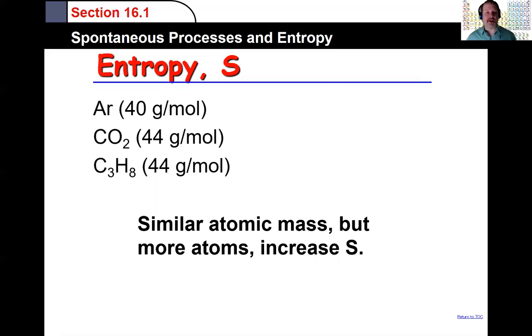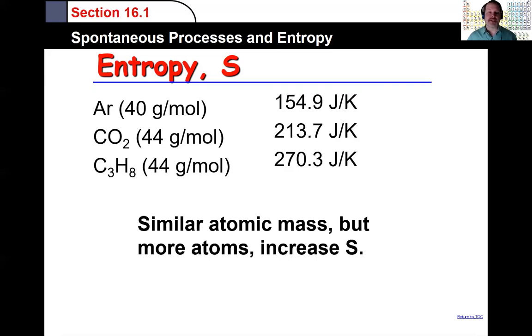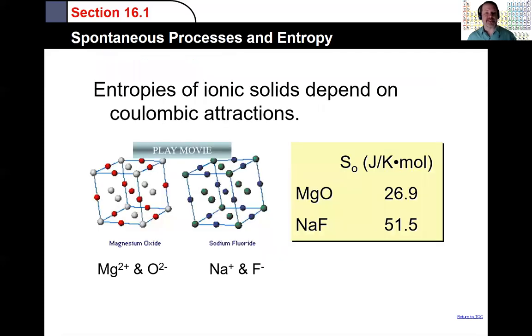Going from argon to carbon dioxide, you're going from 1 atom to 3 different atoms. There is an increase in entropy there from our actual measurements that have been done. Propane, which has 11 different atoms involved in it, has an even greater entropy, even though the molar masses are all the same. So I would say molar mass is a primary way of looking at differences in entropy, and then look at the number of atoms secondly. So more atoms, more entropy in the system.